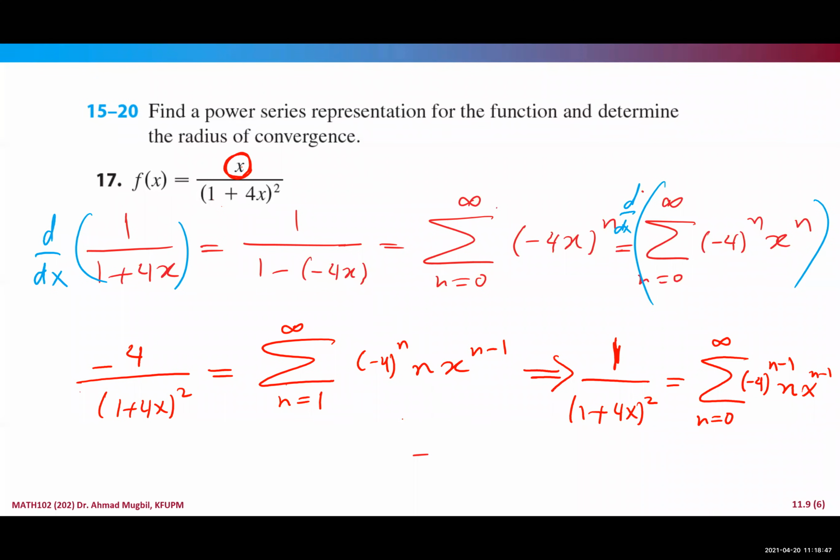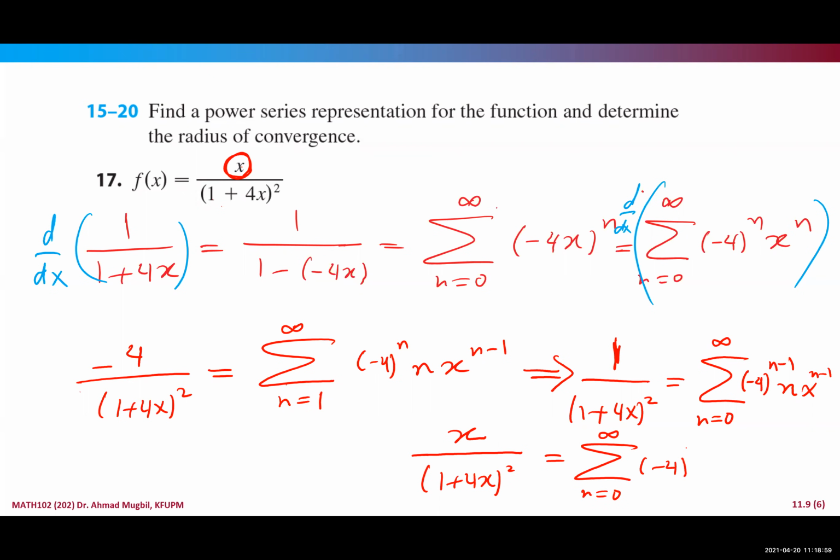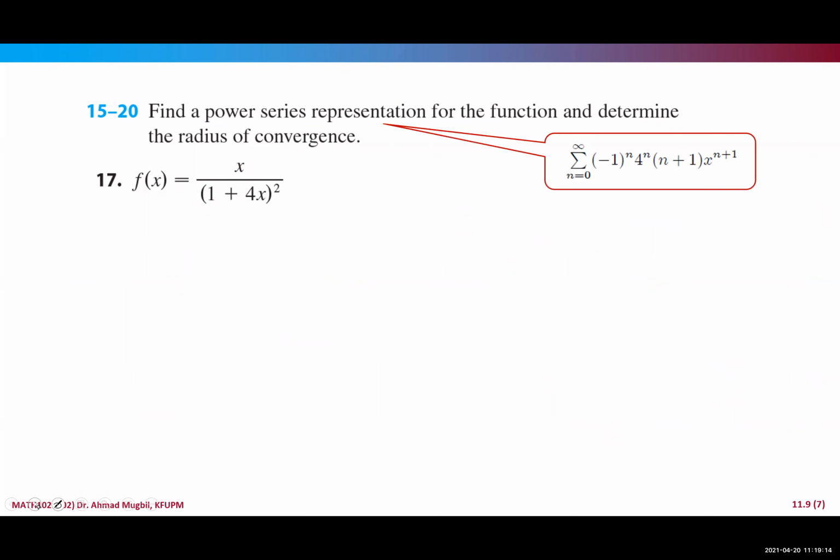X by x. So I will multiply both sides by x. So it will have x over (1 plus 4x) all to the power 2 equals sigma n starting from 0 to infinity, negative 4 to the power n minus 1 times n times x. n minus 1 multiplied by x will be n, because when we multiplied, the negative 1 will go with 1. So here we are, this is the answer.